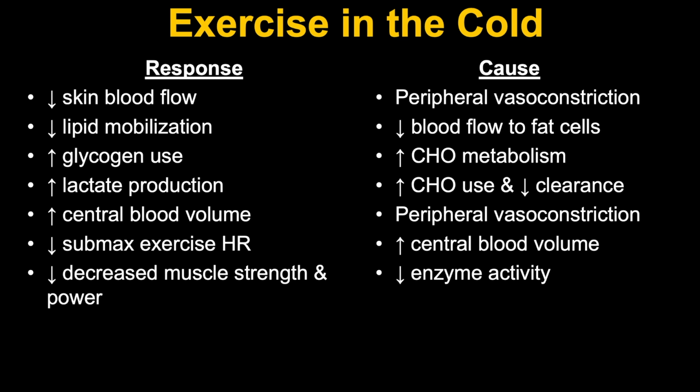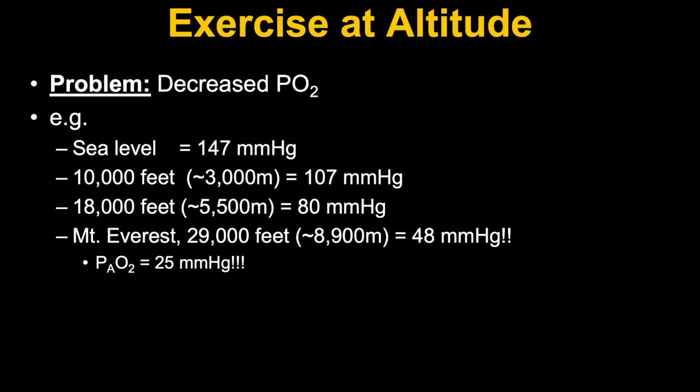We're also going to have a decrease in muscle strength and power because the cold is going to cause a decrease in enzymatic activity. And when we decrease enzymatic activity, remember that's going to change the rate of chemical reactions. We also get an increase in minute ventilation because of the increase in SNS activity. Let's talk about exercise at altitude. What is the problem?